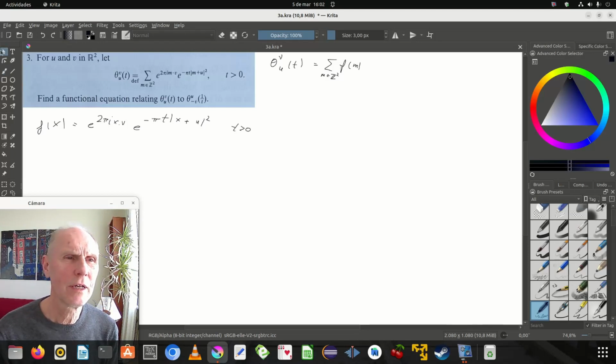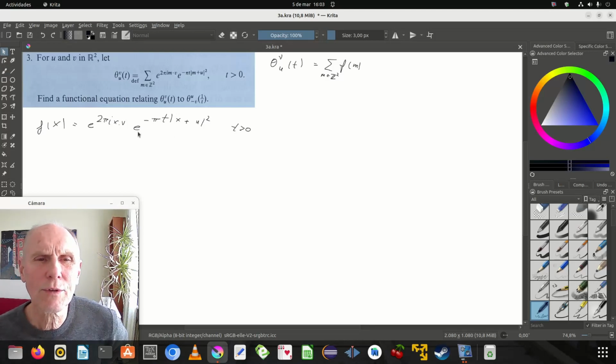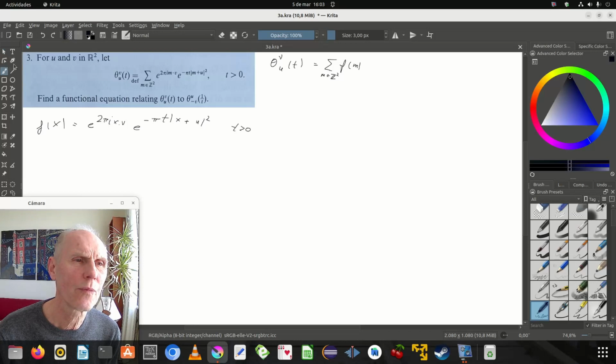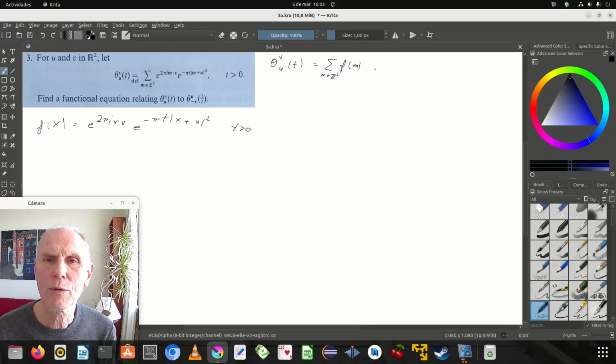So when x tends to infinity, this tends to naught. It's a function of fast decrease. And since we are only operating with t on the real axis, it's a real function of fast decrease. And this series will converge absolutely. So we can use Poisson's summation theorem, which means that we need to find the Fourier transform.